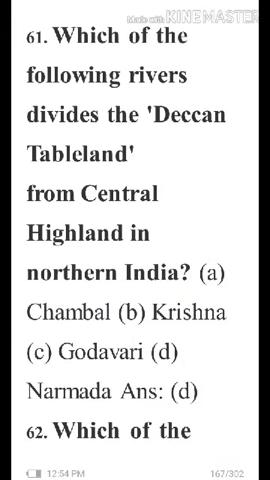Which of the following rivers divides the Deccan tableland from the central highland in northern India? Narmada. The Narmada river flows between the Deccan tableland and the central highland of northern India.